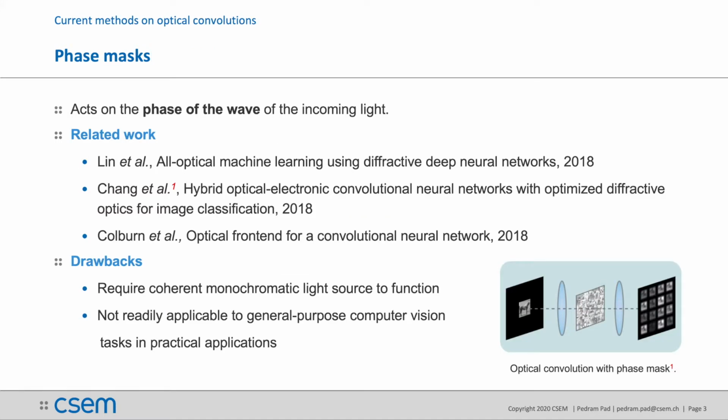The methods based on these concepts can be split in two classes. The first ones use phase masks which act on the phase of the wave of the incoming light. One of the major drawbacks of these methods is that they require a coherent monochromatic light to function properly. This condition does not hold in natural scenes, which results in chromatic aberrations that dramatically degrade their performance and thus make them unsuitable for practical applications.